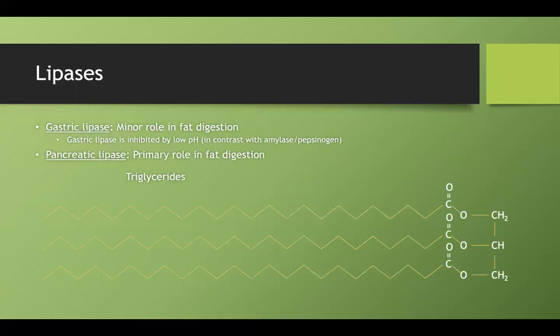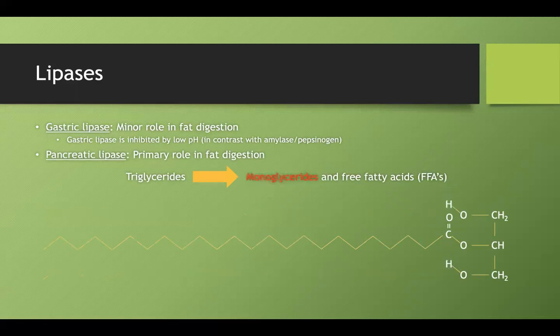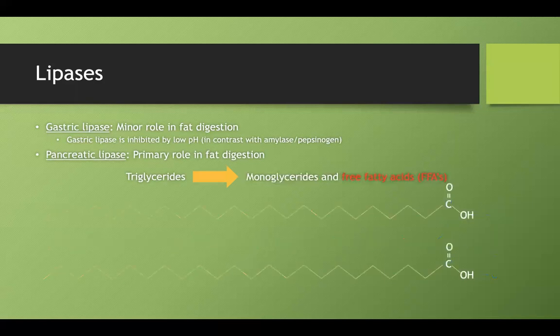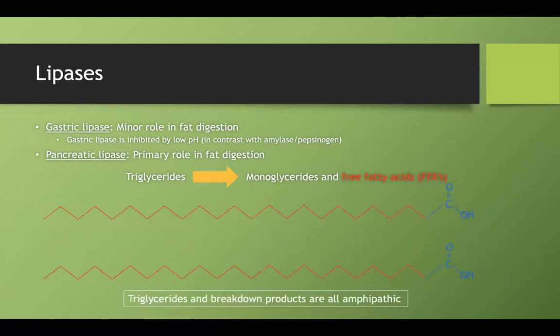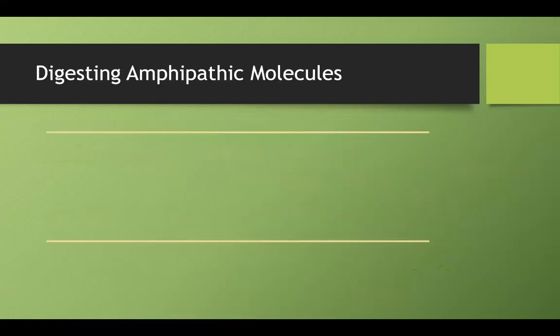So again, what I wanted to show you is that triglycerides can be broken down into monoglycerides and free fatty acids. So here is a monoglyceride. Again, you notice there's a hydrophilic end and a hydrophobic end. And free fatty acids, again, have a hydrophilic end and a hydrophobic end. The point I'm trying to make here is that whatever you have, whether it's a triglyceride, a monoglyceride, a fatty acid, they are all amphipathic. And if you try to digest an amphipathic molecule, you might have some trouble unless you have a secret weapon, which fortunately we do have.